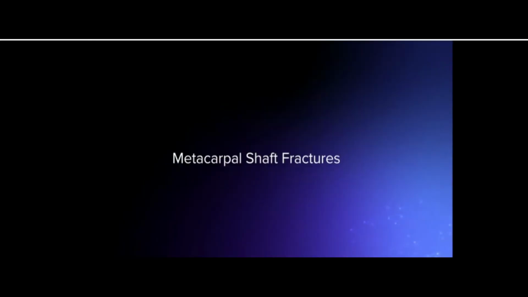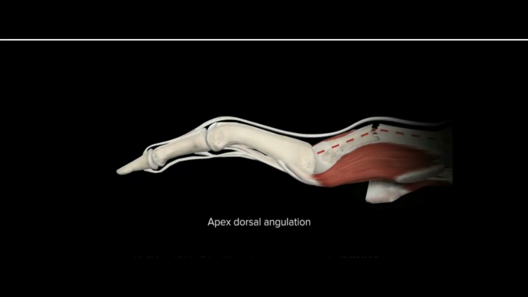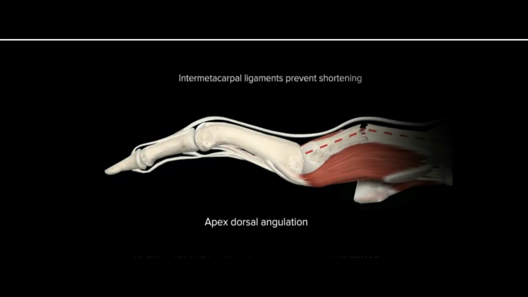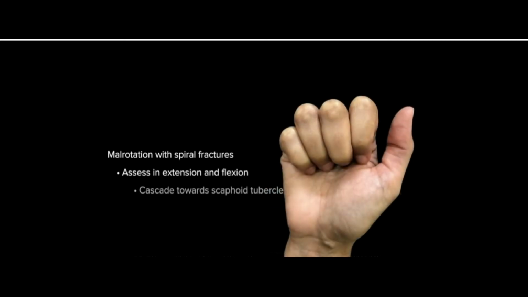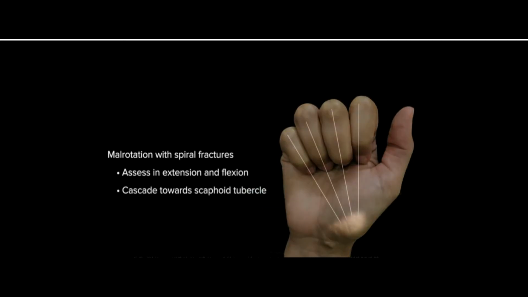Metacarpal shaft fractures usually have an apex dorsal angulation with the intermetacarpal ligaments preventing shortening by more than 3 to 4 millimeters. Malrotation is seen with spiral fractures. These fingers should be assessed in extension and flexion, and it's also important to check the cascade of fingers toward the scaphoid tubercle.